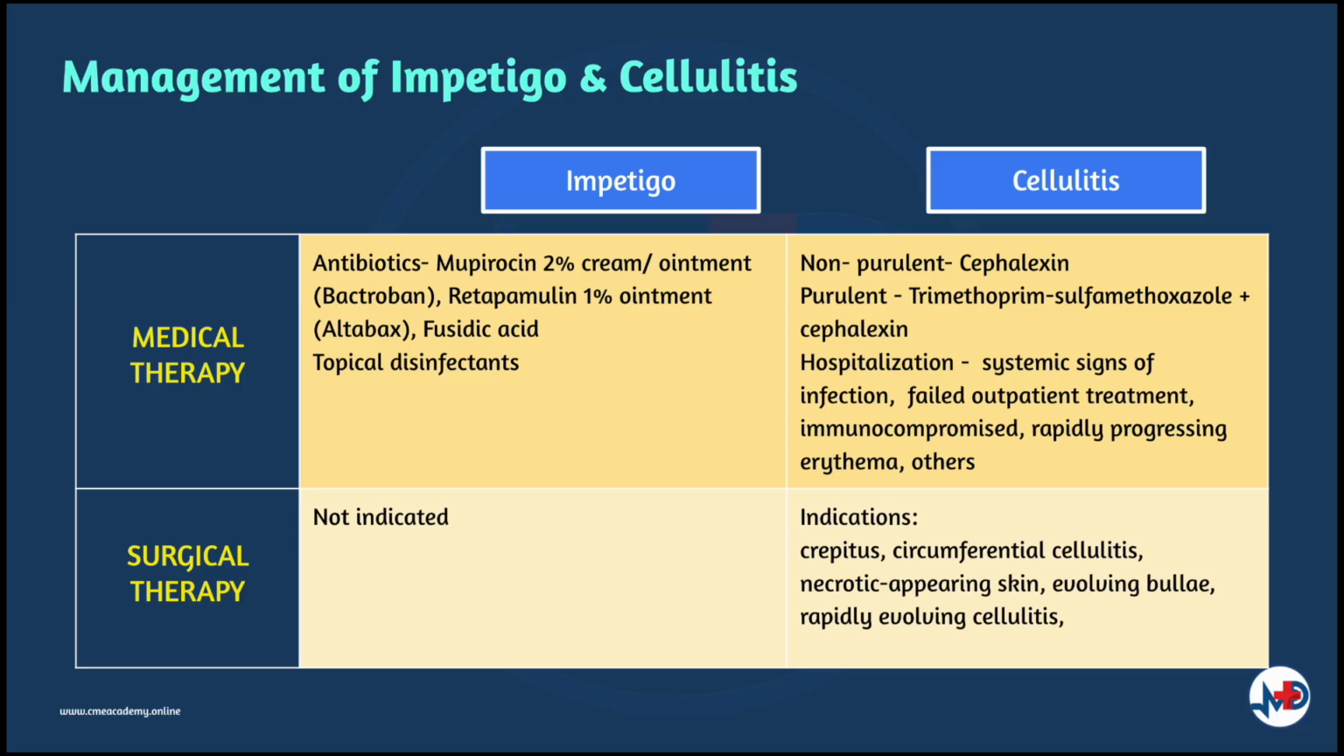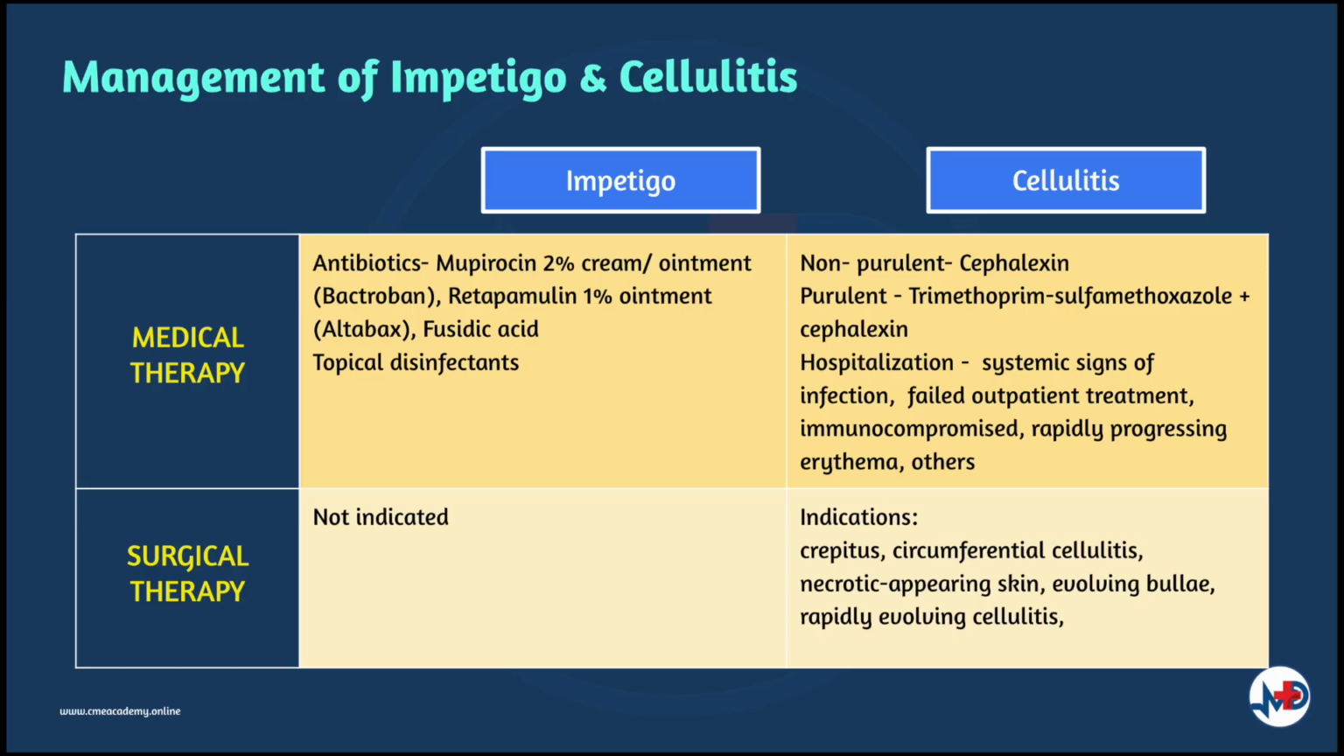In more detail, in cases of patients with impetigo, you would prescribe antibiotics such as mupirocin, retapamulin ointment, and fusidic acid. In addition to that, you may also provide topical disinfectants. However, the use of these topical disinfectants such as hexachlorophene is contradictory, as some studies have shown that these topical disinfectants were not useful when it comes to treating impetigo. The medical therapy of cellulitis depends on whether they are non-purulent or purulent. Non-purulent cellulitis would require cephalexin for 5 days, whereas for purulent cellulitis you would need to prescribe trimethoprim-sulfamethoxazole or Bactrim twice a day for 5 days and cephalexin.